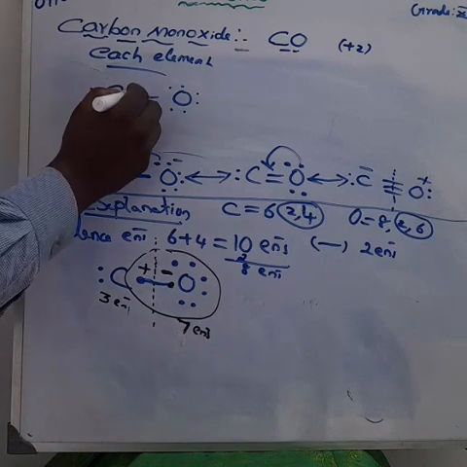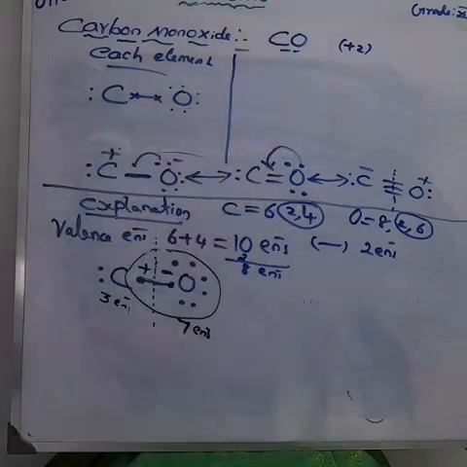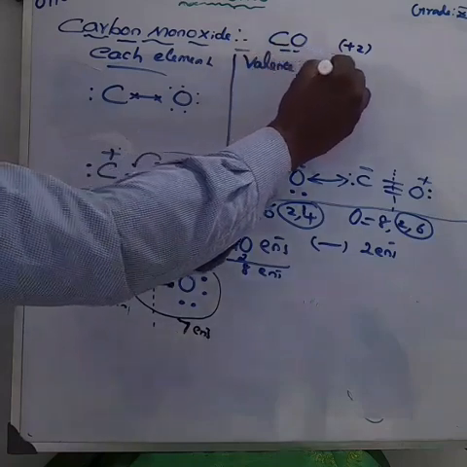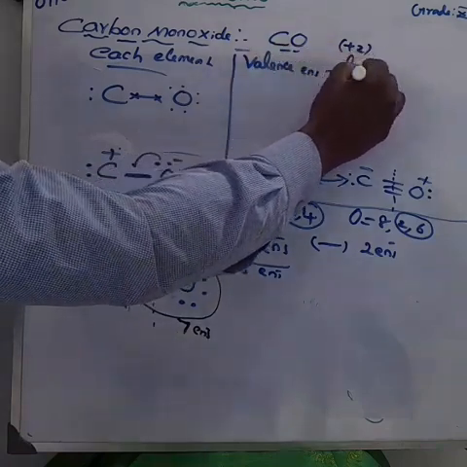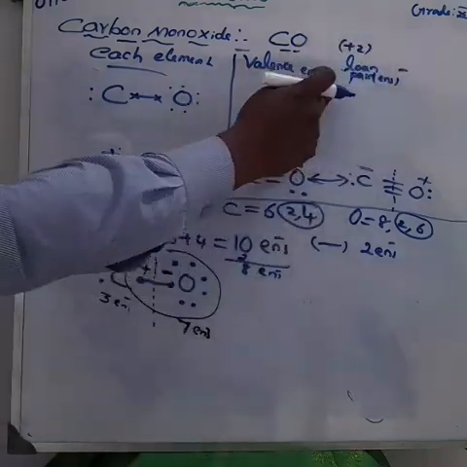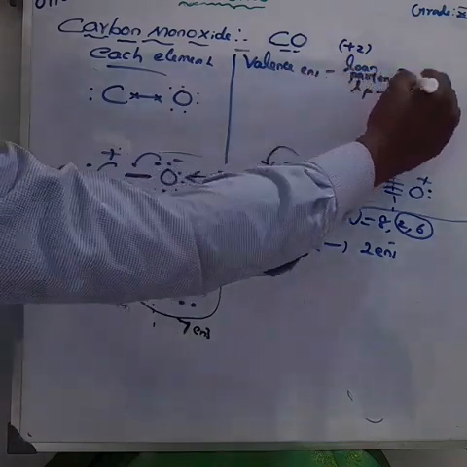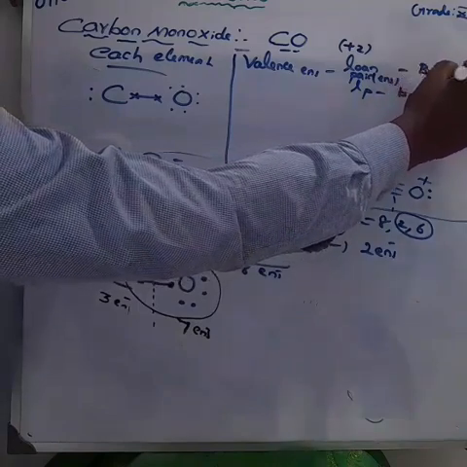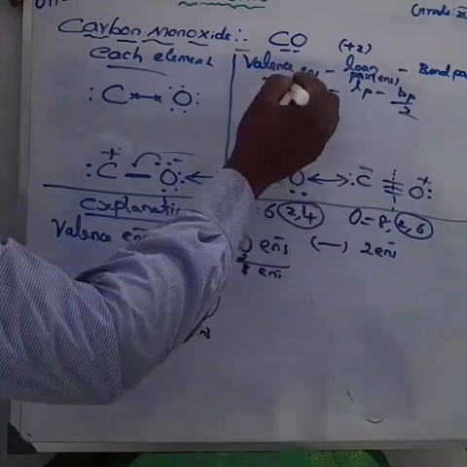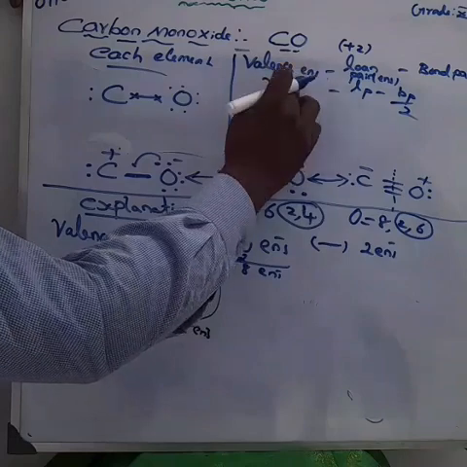First one, carbon. Don't forget the formula. Please write the formula there: valence electron minus lone pair of electron. Valence electron can be written as VE, LP means lone pair, minus bond pair BP, BP means bond pair, divided by 2. Already we have another formula: valence electron minus lone pair of electron minus bond pair divided by 2.